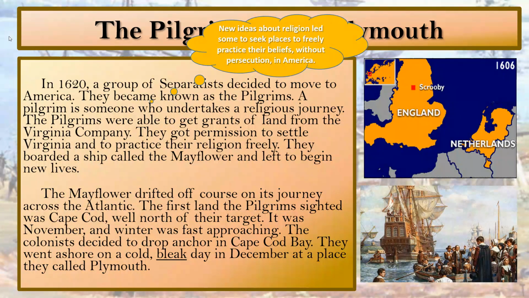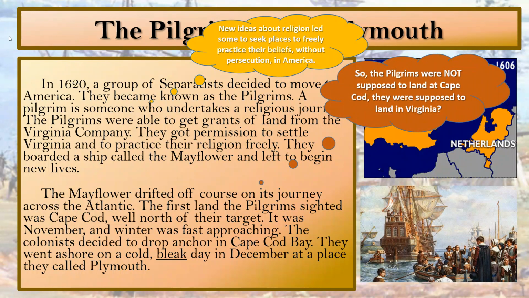So, new ideas about religion led some to seek places to freely practice their beliefs without persecution in America. I mentioned this in the last slide. This idea of practicing your religion as you wish, we'll come back to that. That's a big deal. Okay, so the Pilgrims were not supposed to land at Cape Cod.